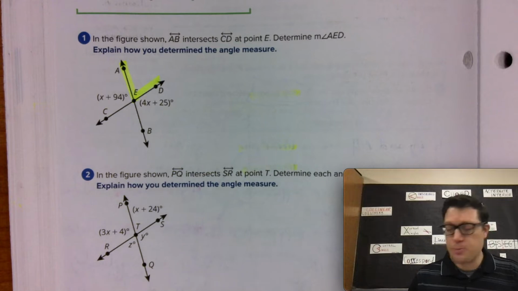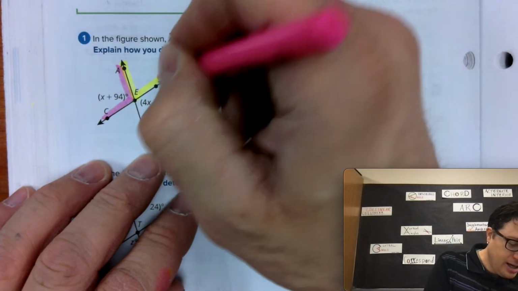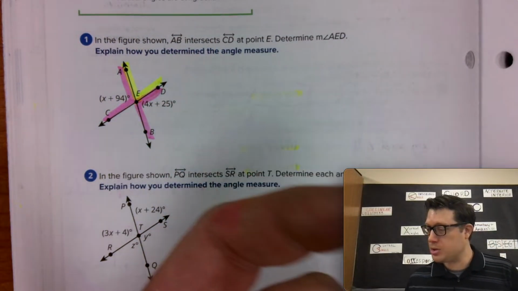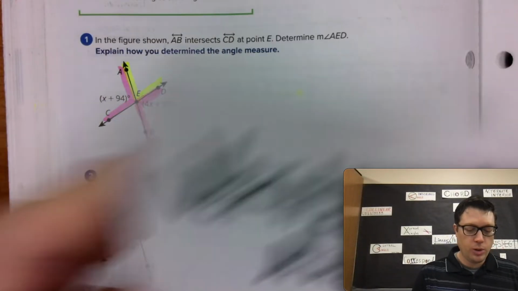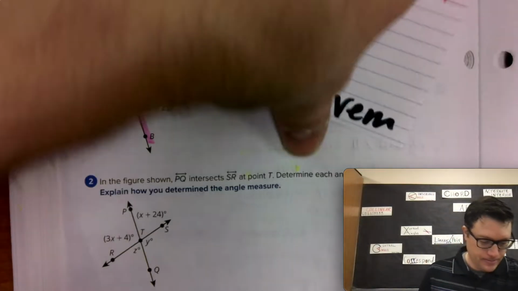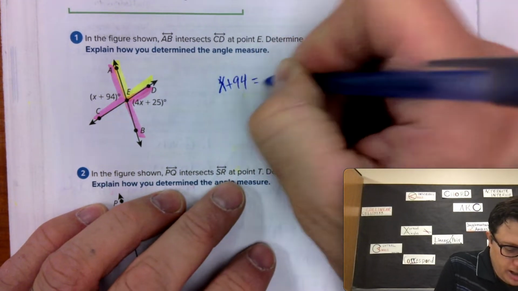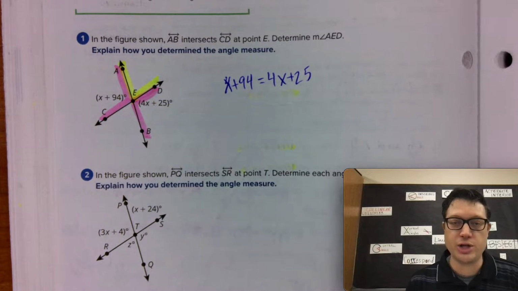The nice thing with this problem and setups like this is that angle AEC and angle DEB, those two angles, they're vertical angles. So because they're vertical angles, they have to be congruent. We're using the vertical angle theorem to say this step. X plus 94 equals 4x plus 25. We're going to solve that equation.